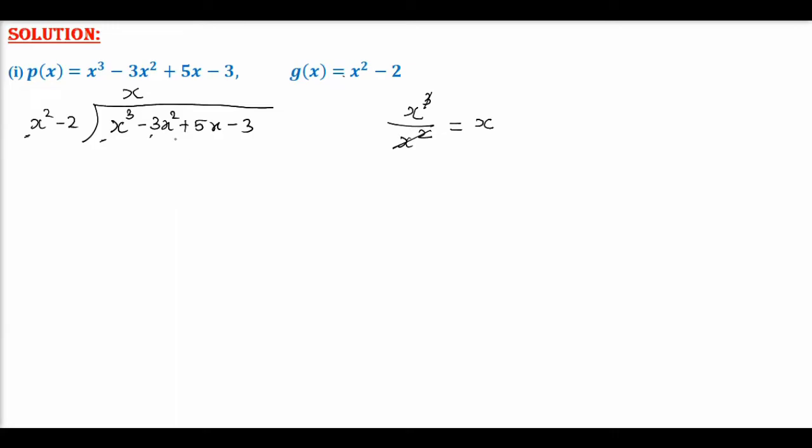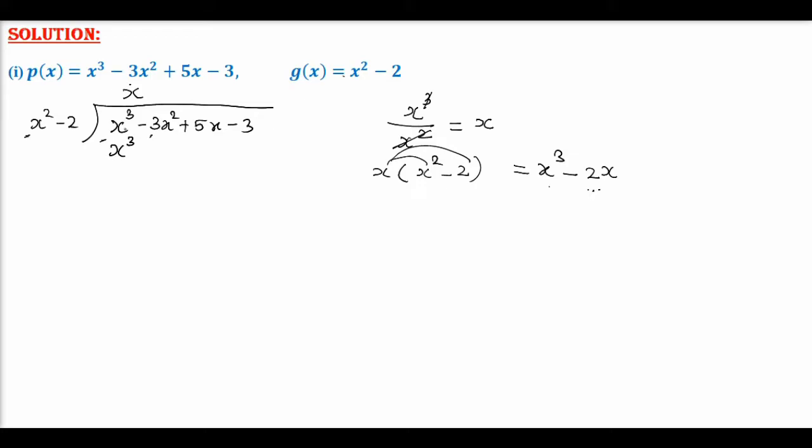Then what you have to do, you should take the first term of quotient, that is x, and multiply it with the divisor, that is x square minus 2. So when you multiply term by term, it is x into x square, x cube, minus 2 into x is minus 2x, right? And now after you got the product, what you should do, you should subtract it from the dividend. So let me subtract it from the dividend.